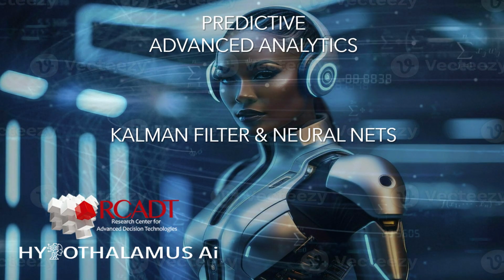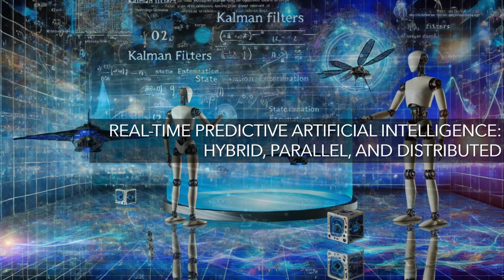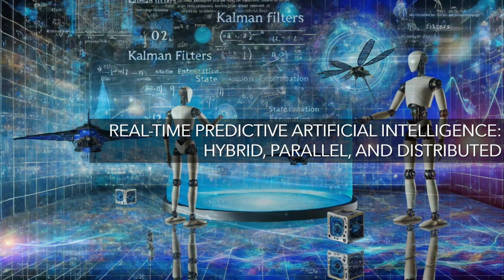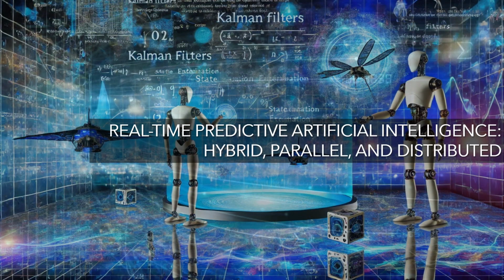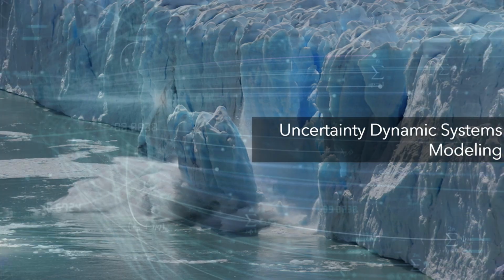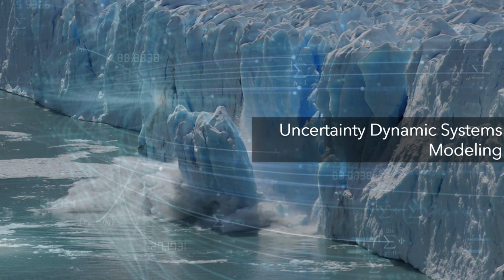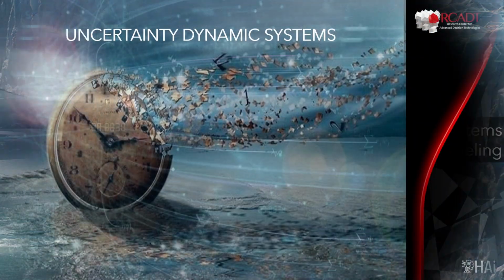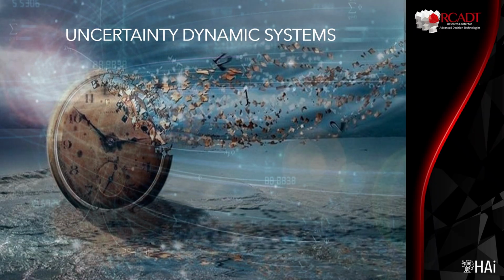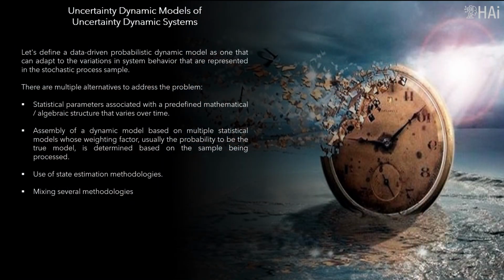Kalman Filter and Neural Nets. Real-time predictive artificial intelligence, hybrid, parallel, and distributed. Uncertainty dynamic systems. Modeling. Uncertainty dynamic systems. Uncertainty dynamic models of uncertainty dynamic systems.